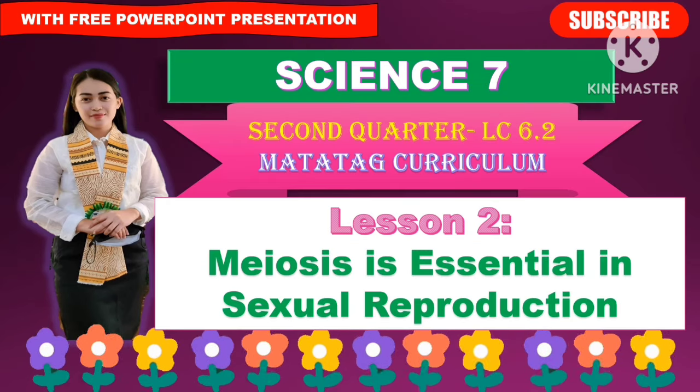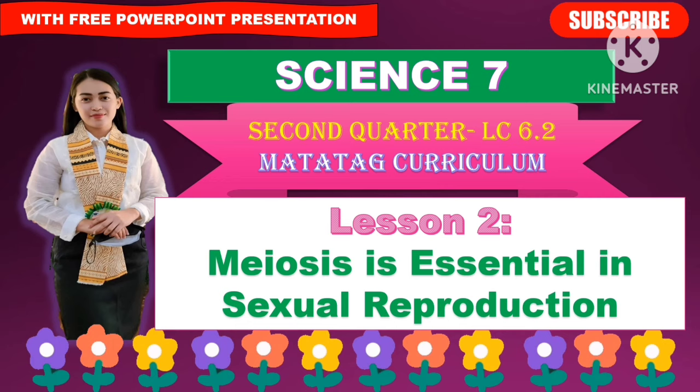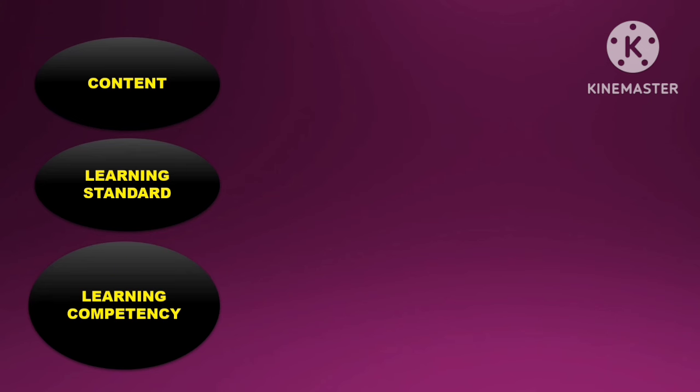Hello, everyone. We have our new lesson in Science 7, which is all about meiosis is essential in sexual reproduction. This will be the second quarter topic and learning competency number 6. This lesson is under the MATATAG curriculum.